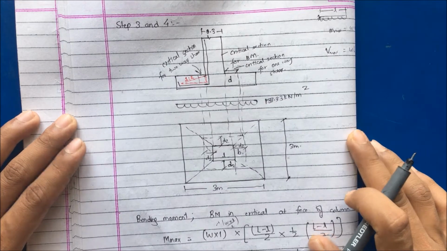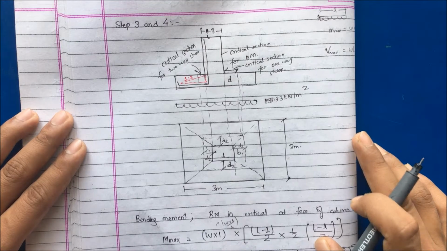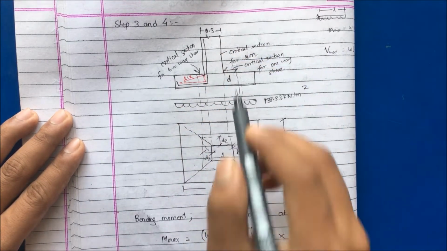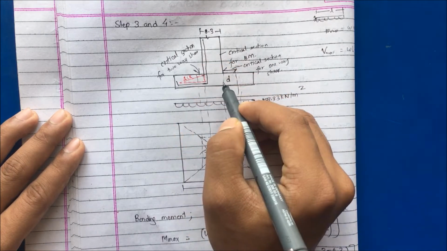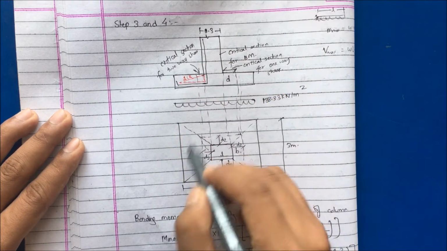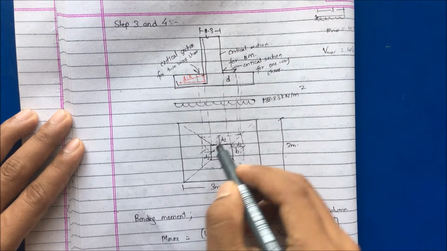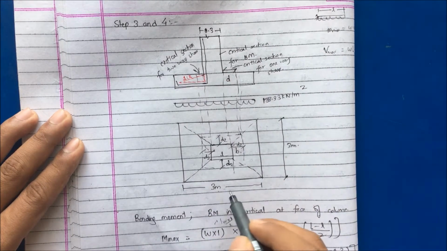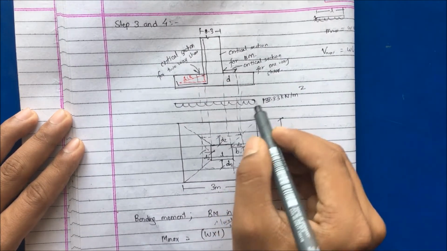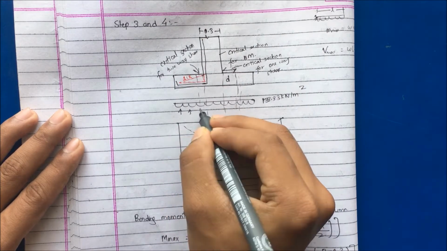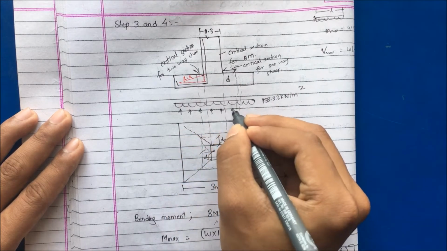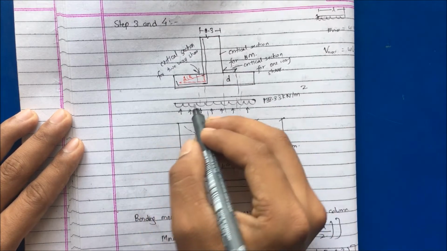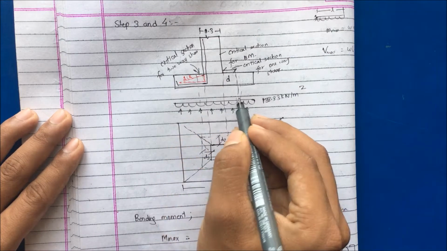Step number 3, calculation of bending moment, one-way shear and two-way shear. So this is the section of the footing and this is the plan of the footing. Just understand this figure. This is the column of 300 mm dimension, so 0.3. 3 meter by 3 meter is the size of the footing, and as I said, it is subjected to a pressure from the soil, which is W, and it is equal to 133.33 kilonewton per meter square, and is a UDL, uniformly distributed load.